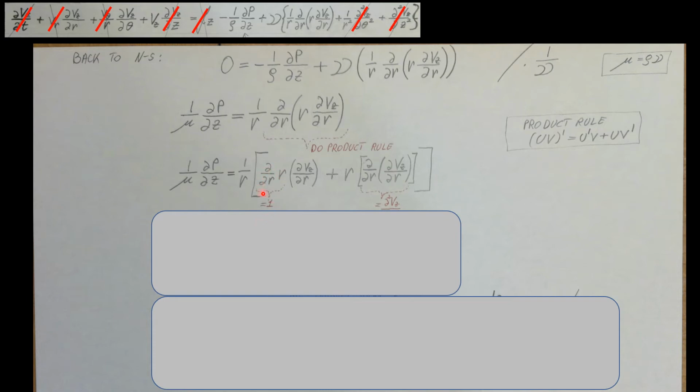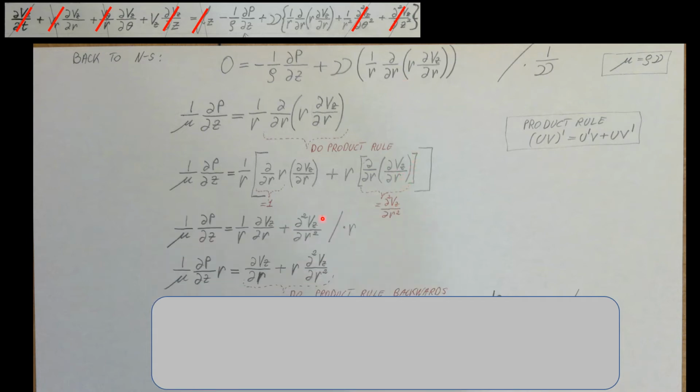The first term, the derivative of r with respect to r, is just simply a 1, and here the derivative with respect to r of another derivative with respect to r of Vz simplifies down based on notation as the second derivative of Vz with respect to r. Here it is. I was covering it for a second ago. Now we can see it better. Okay, so let's clean it up. This is what we would get.